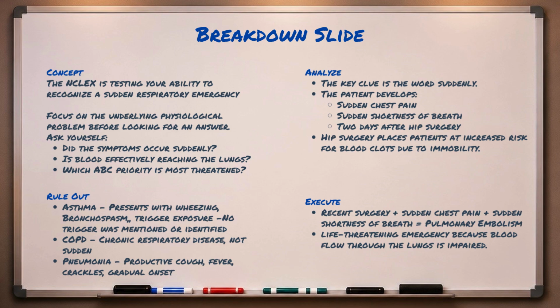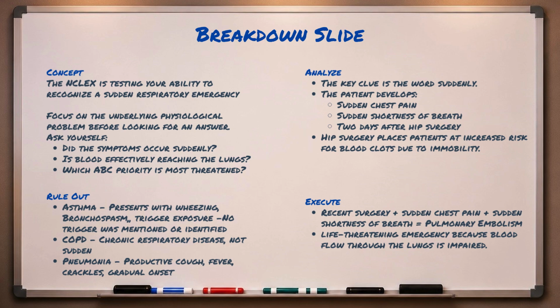Ask yourself, did the symptoms occur suddenly? Is blood effectively reaching the lungs? Which ABC priority may be threatened? Once we answer those questions, the correct answer often becomes much easier to find.